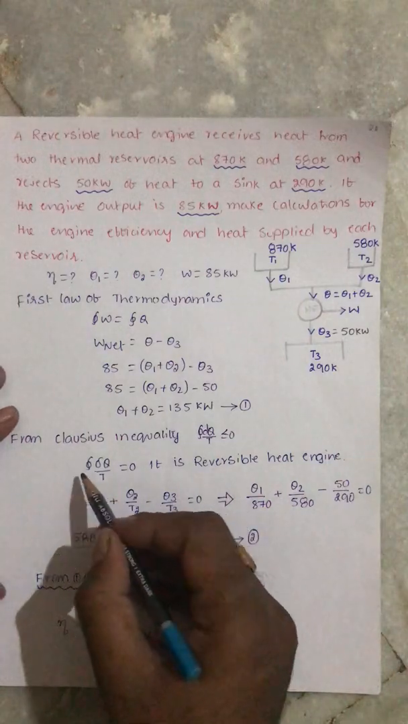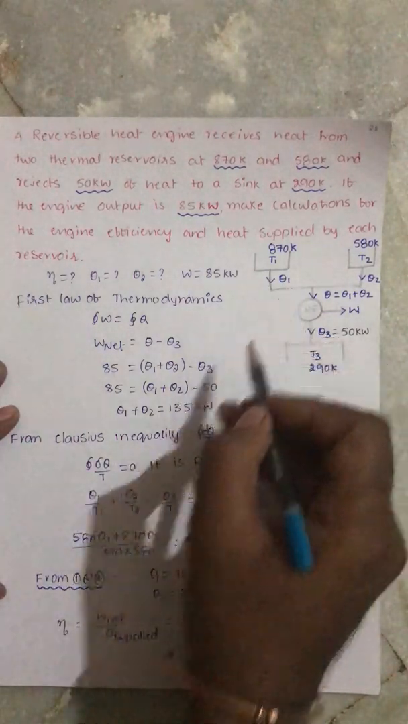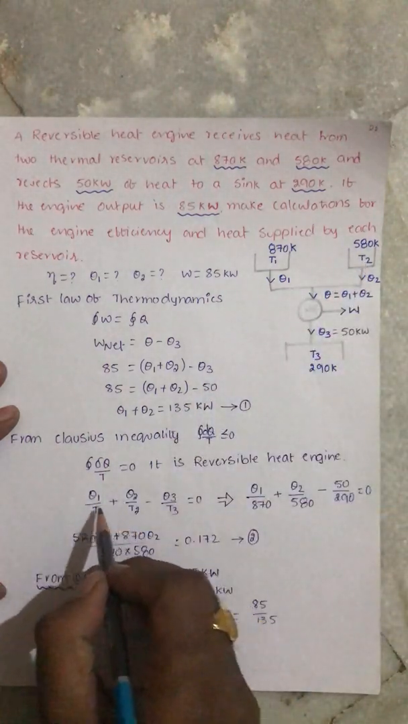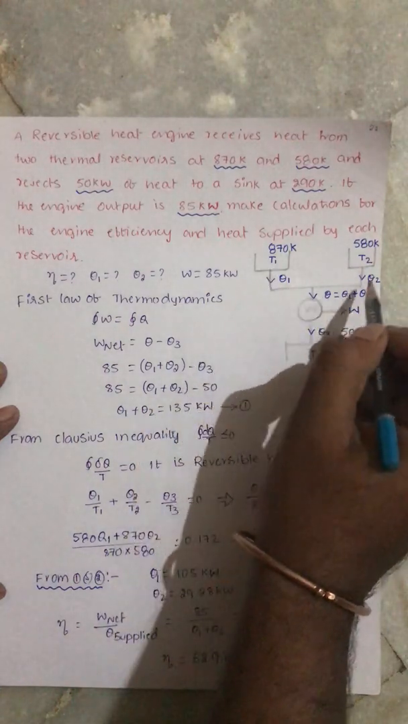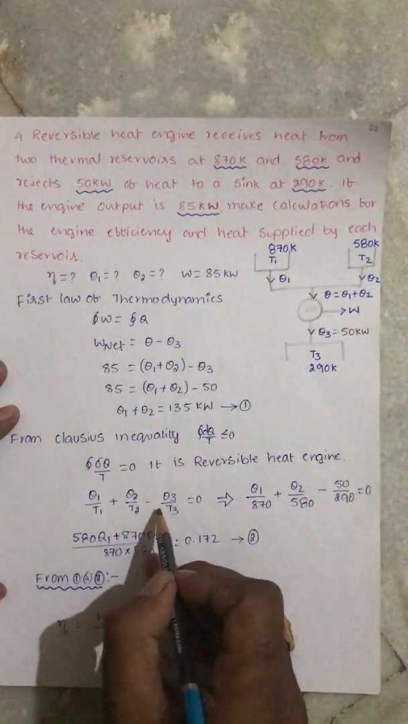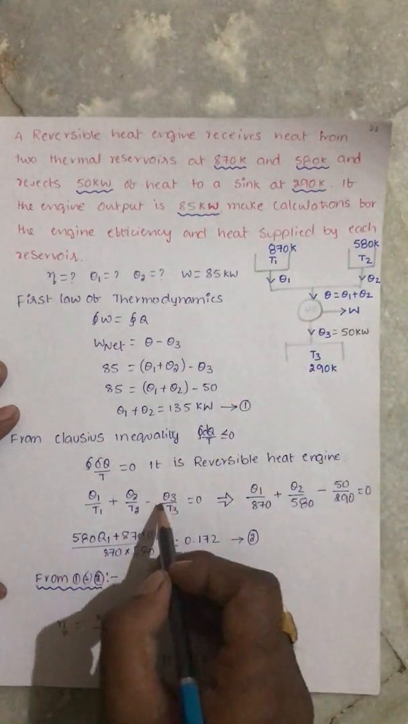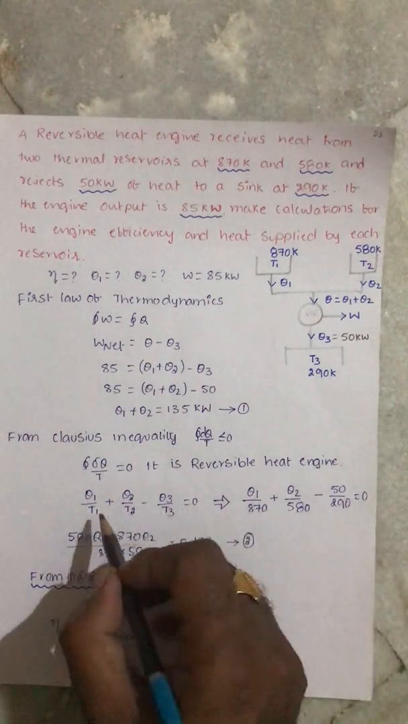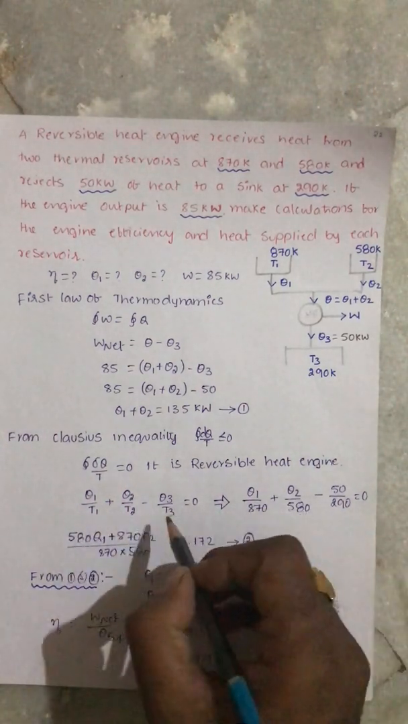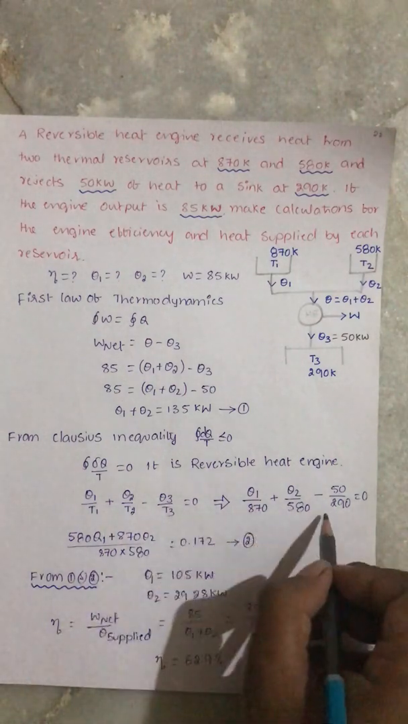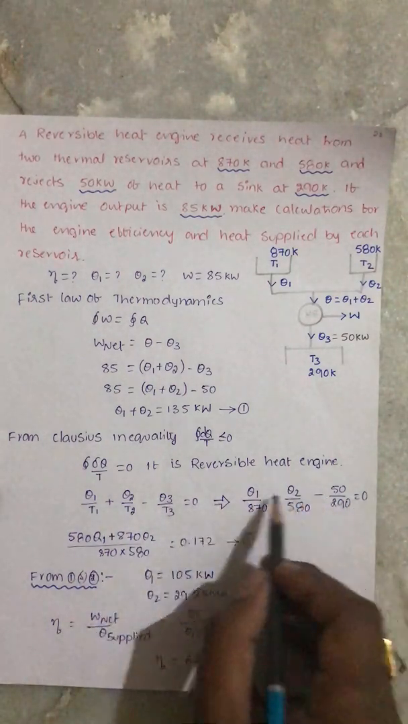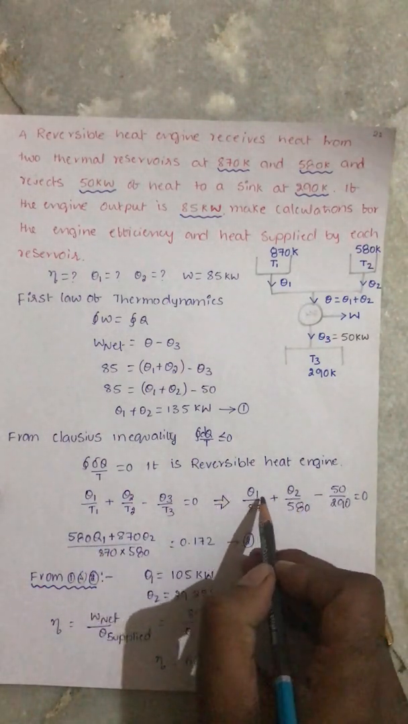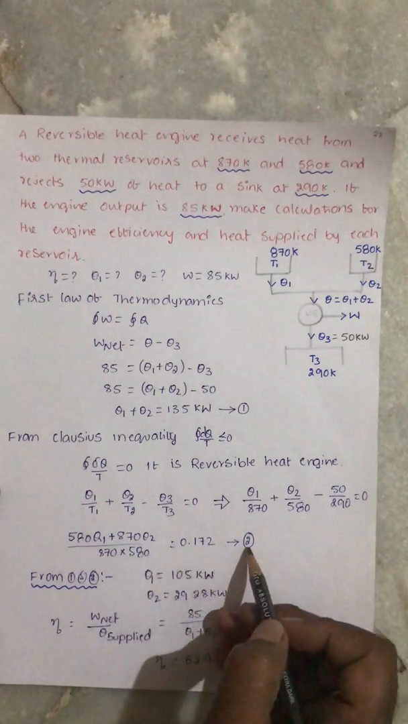So we get Q1 by the corresponding temperature T1, plus Q2 by T2, because these two are positive as heat is supplied to the system, whereas Q3 is negative because heat is rejected from the system. So minus Q3 by T3 equals 0. That is, Q1 by T1 plus Q2 by T2 minus 50 by T3 is equal to 0. From this you will get one relation in terms of Q1 and Q2. If you solve it, you will get a relation for Q1 plus Q2 equal to some value. Let it be equation number 2.